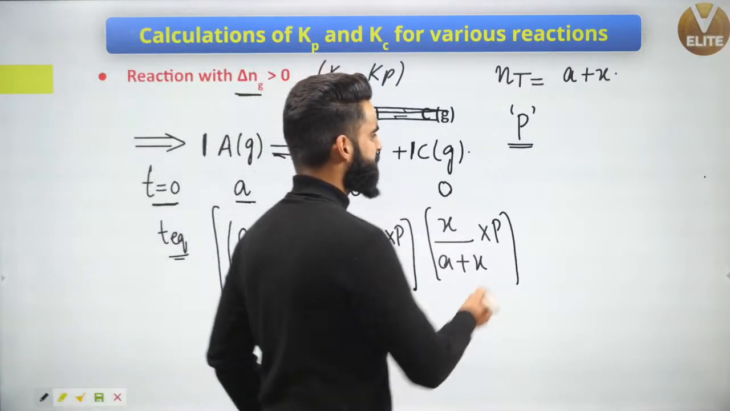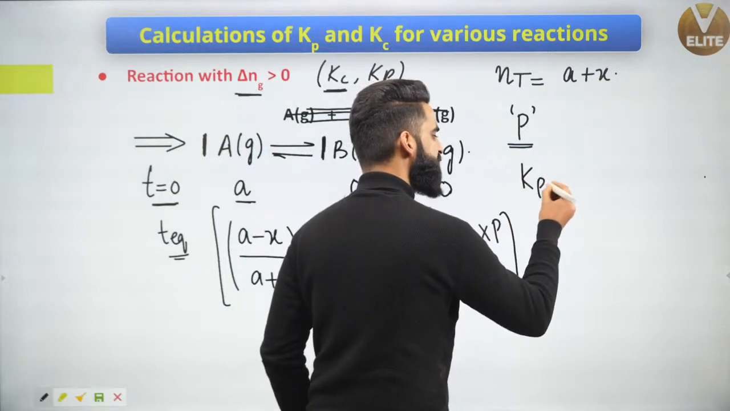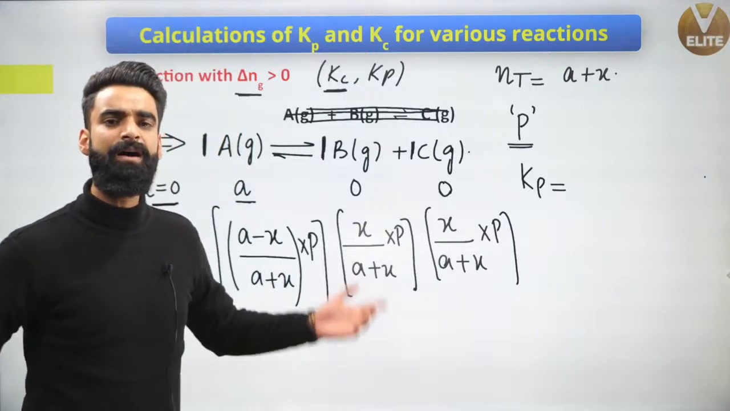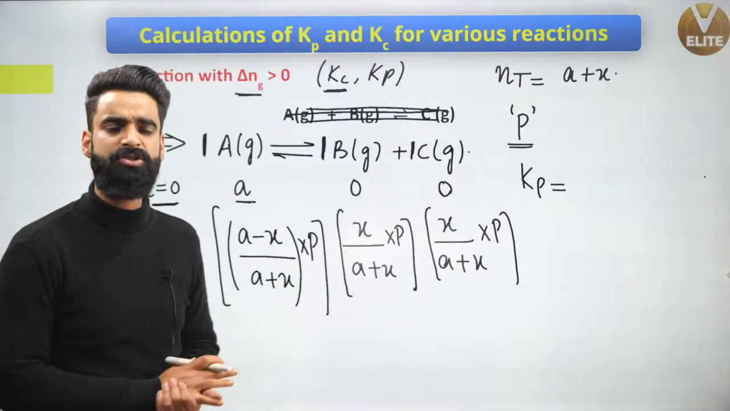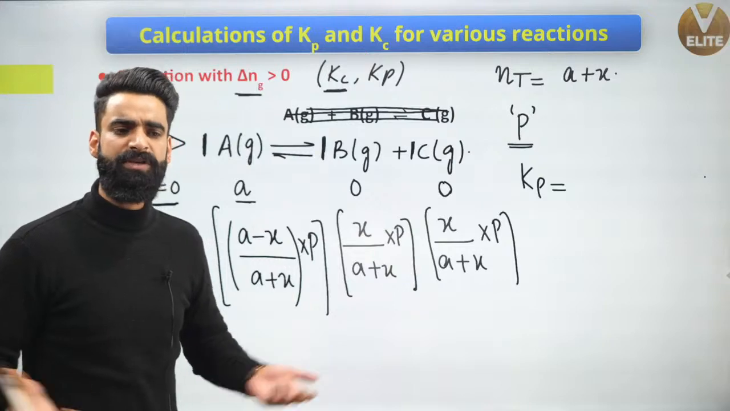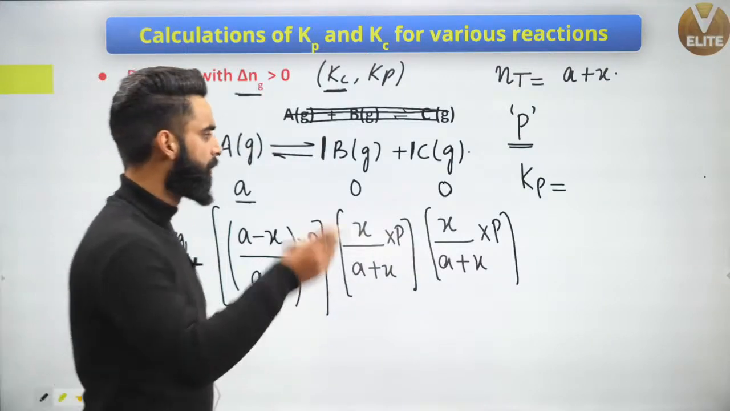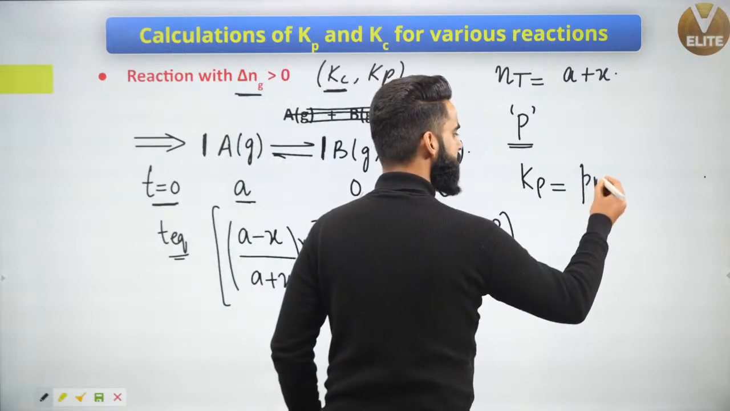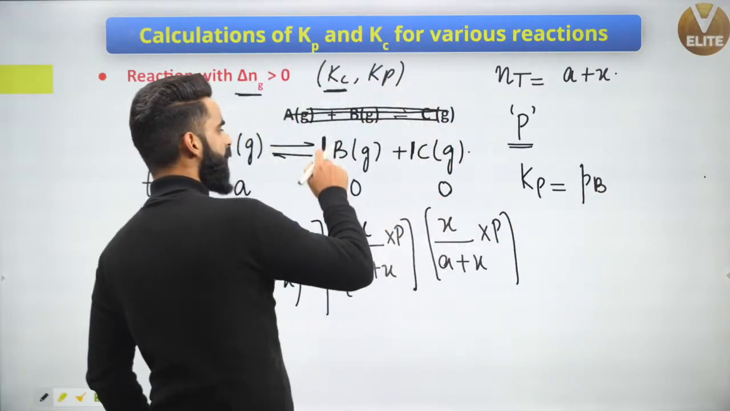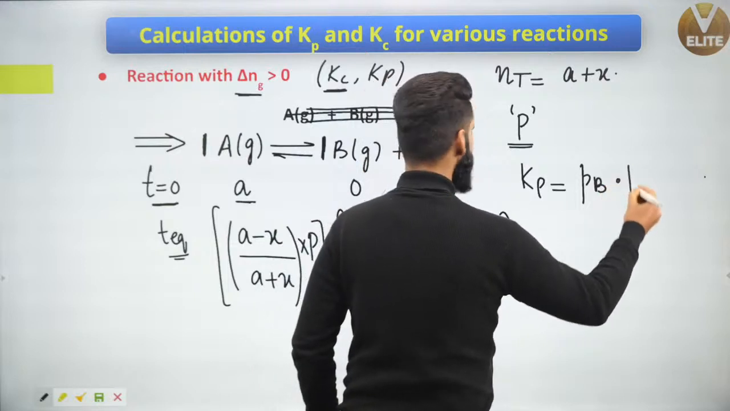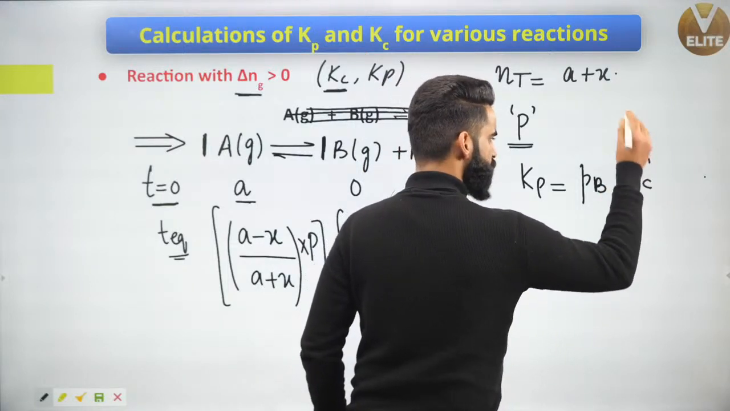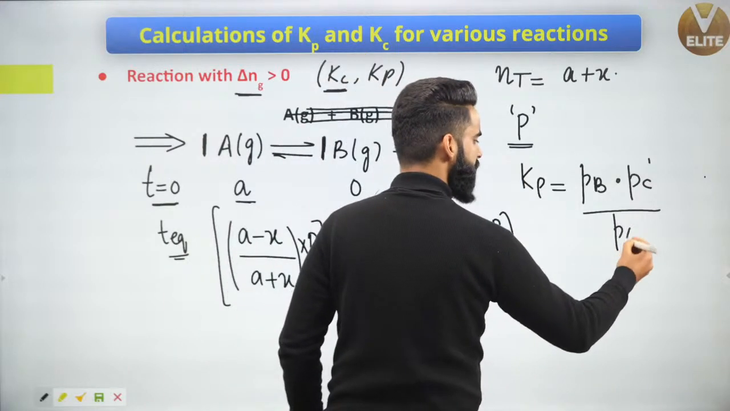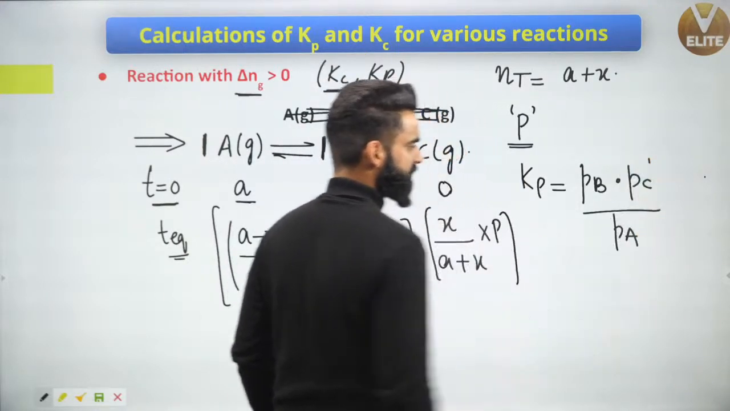I can write the Kp expression now. Right now I'm talking about Kp, so I have to take the partial pressures of products and reactants over here. Then only I can write the expression for Kp, as you all must know. Kp is going to be equal to the partial pressure of B to the power of its stoichiometric coefficient, that is 1, multiplied by the partial pressure of C to the power of its stoichiometric coefficient, that is 1, divided by the partial pressure of A to the power of its stoichiometric coefficient, that is 1.